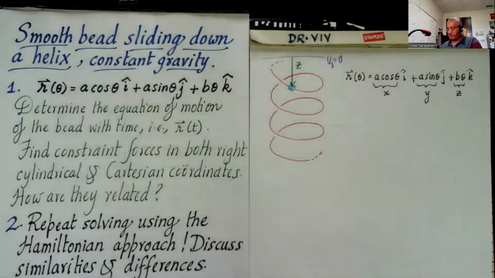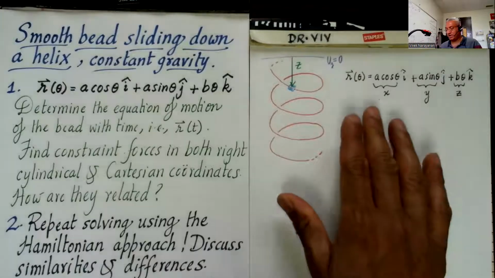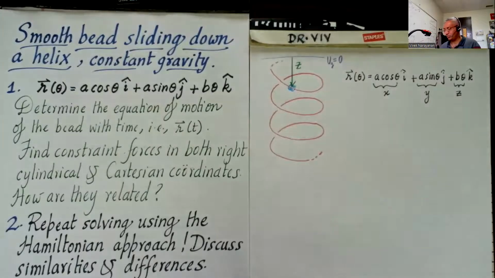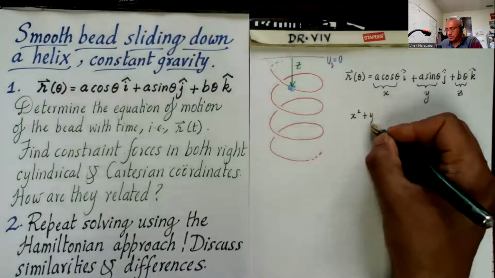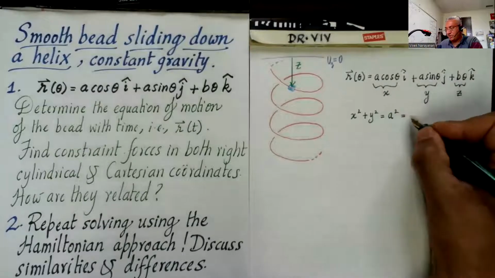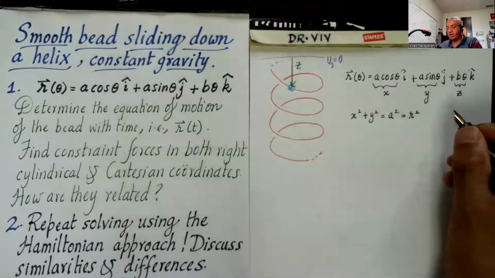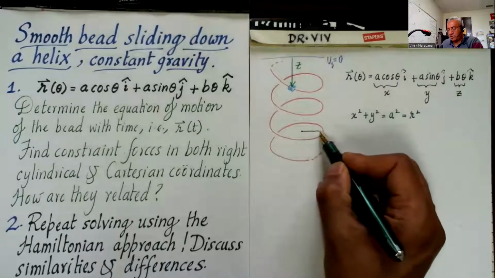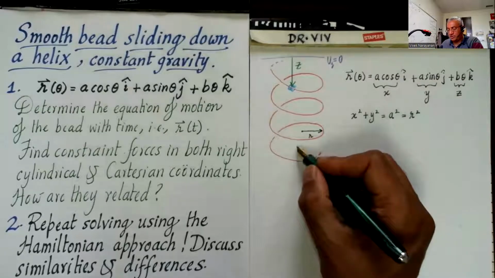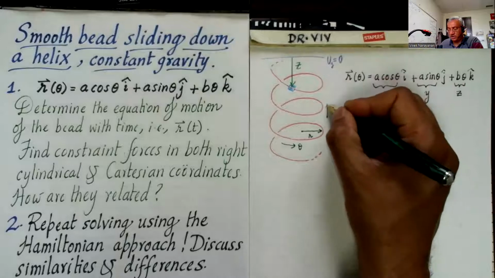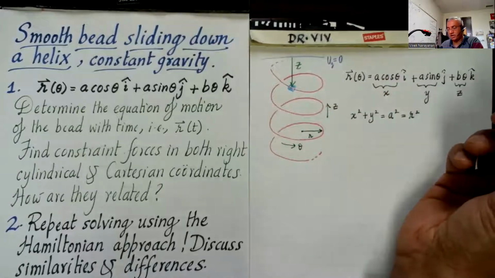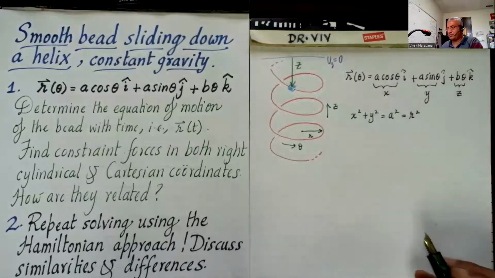Now, we can write an obvious relationship between the x and the y coordinate. If you look at this, a cos θ, a sin θ, so x squared plus y squared must be equal to a squared. But x squared plus y squared is also r squared in the coordinate system where you have r, θ, and z. r, θ, z is the polar coordinate system. So in that coordinate system, that is r squared.